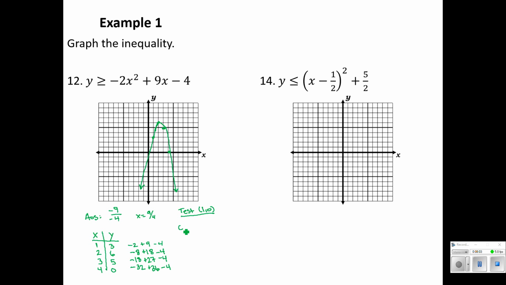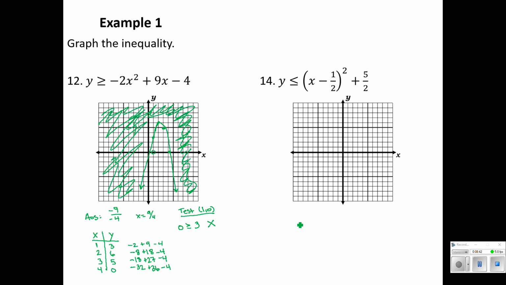Well, 0, the y value, greater than or equal to negative 2 times 1 squared plus 9 times 1, and then minus 4. So I get a value of 3. Is 0 greater than or equal to 3? No, it is not. So that tells me that this point I tested inside is not a solution. I must shade everything on the other side, on the outside of that parabola. And every single point that I'm shading here would solve that inequality. So it is graphed.